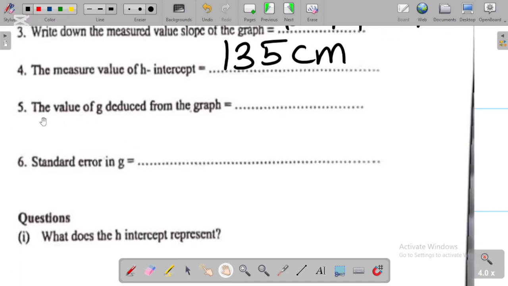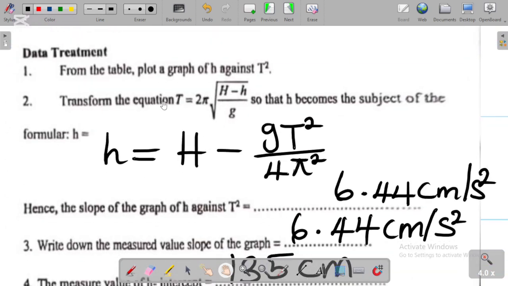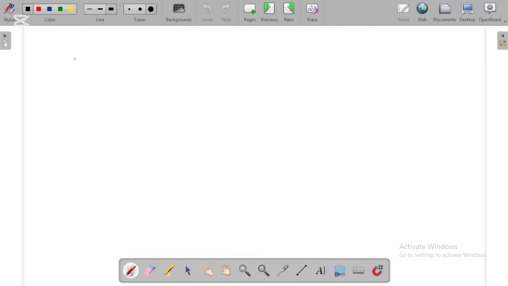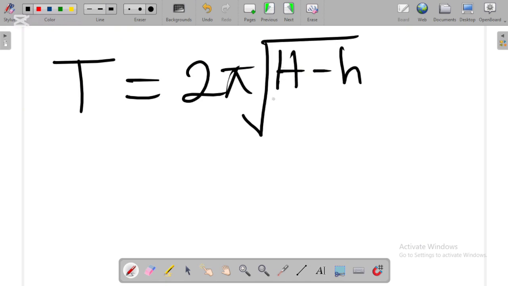All right, let's look at the fifth question here. It says the value of G deduced from the graph. So what is the value of G deduced from the graph? All right, so we are going to use this formula again. T is equal to 2 pi square root of capital H minus small letter h all over G.